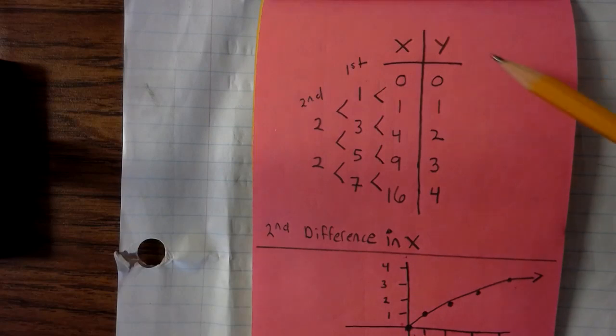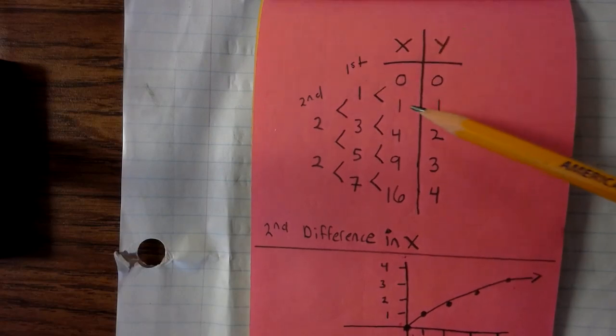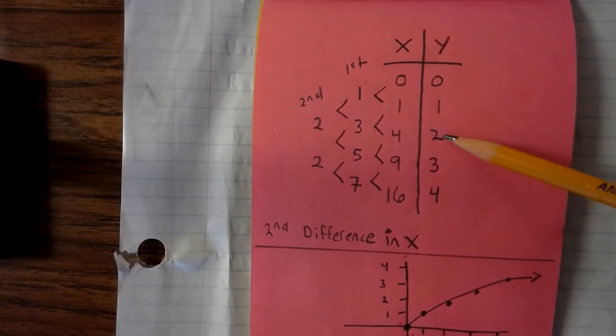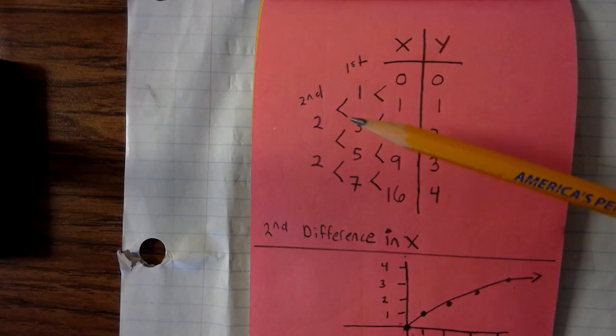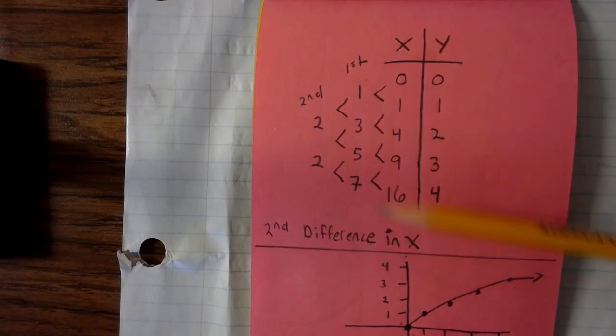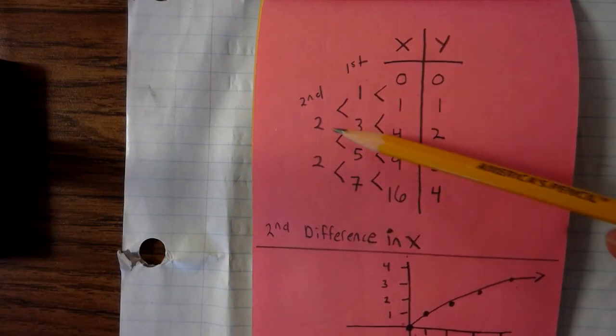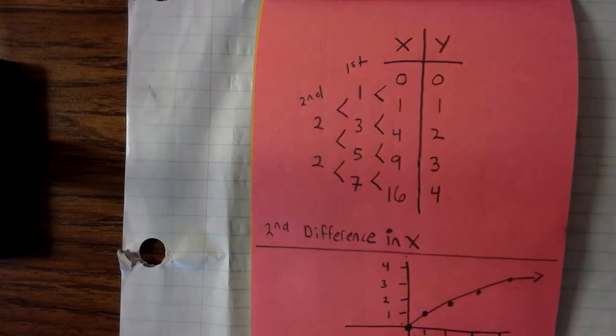All right. So here, when x is 0, y is 0. When x is 1, y is 1. When x is 4, y is 2. When x is 9, y is 3. When x is 16, y is 4. You'll notice you have a second difference in x, meaning the difference of the x values is the same on the second difference.